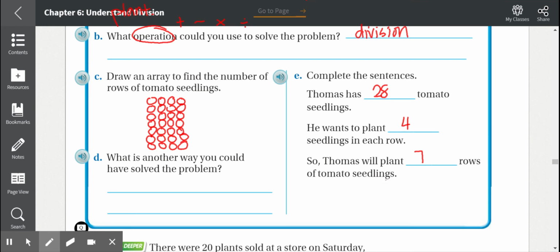Let's write the division problem here. Even though it's not asking us to, we're going to. So he has 28 plants. He divides them into how many rows? Into 7 rows. That's 4 plants in each row.